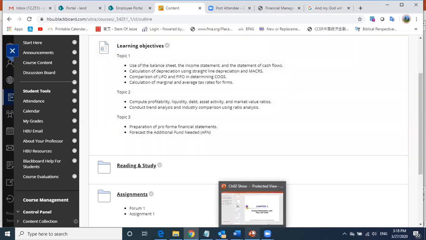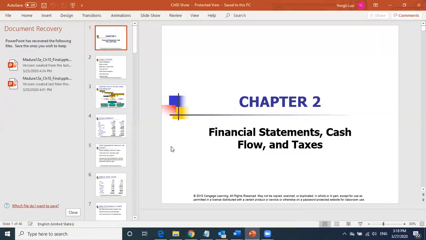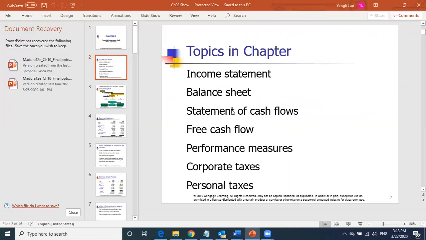So basically, we talk about the financial statements. They include the income statement, balance sheet, and statement of cash flow. Those are the three major financial statements we talk about.